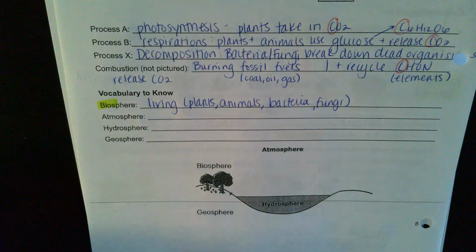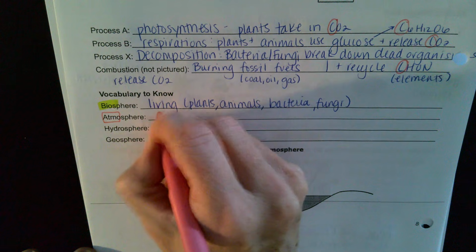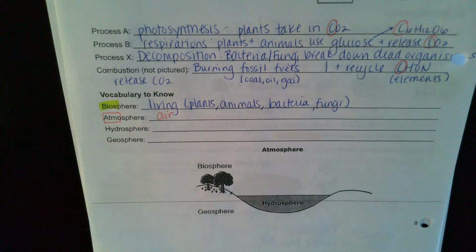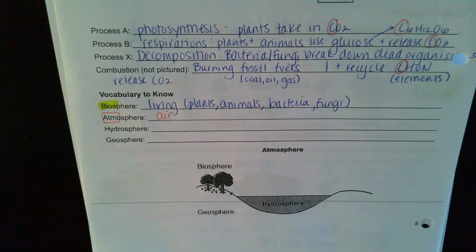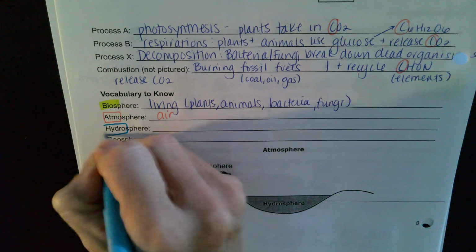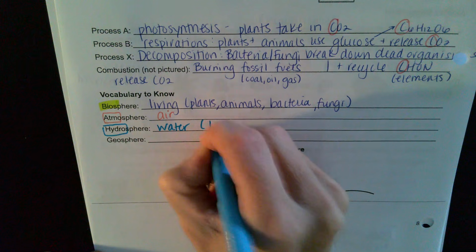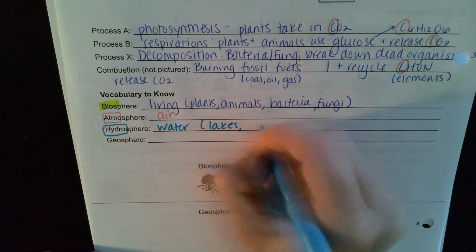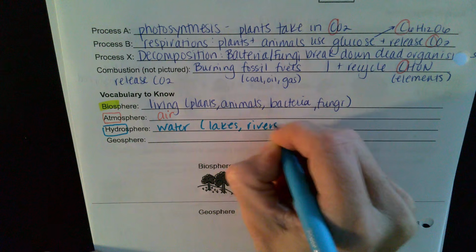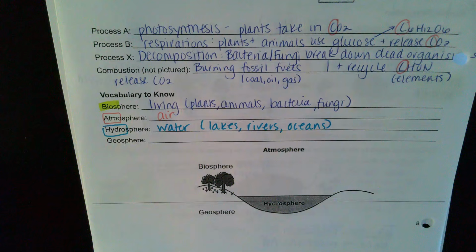Atmo. The atmo means the air. Hydro, exactly what it sounds like. Hydro is referring to water. So lakes, rivers, oceans, etc. And then geo. Geo is referring to rocks, soil.